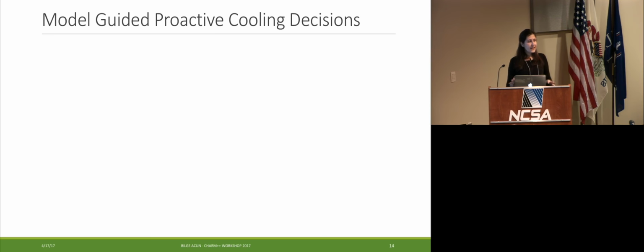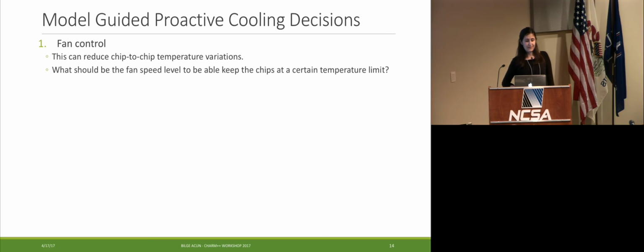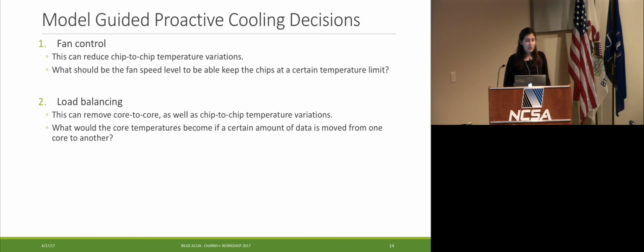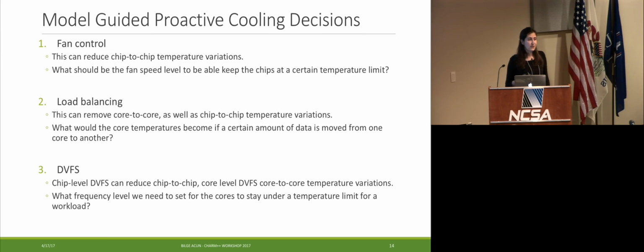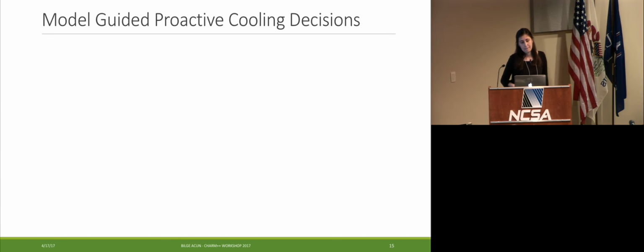So now that we have the accurate temperature prediction model, what can we do with it? We can do fan control. And the model can answer this: what should be the fan speed level to be able to keep the chips at a certain temperature limit? Or we can do load balancing. What could core temperatures become if a certain amount of data moves from one core to another? Third is DVFS. What if we change the frequency? How will the temperatures look?